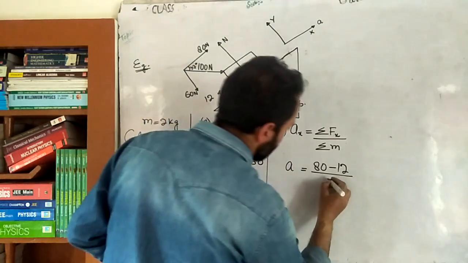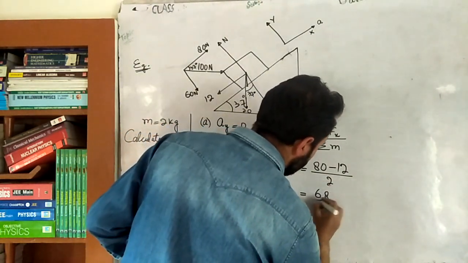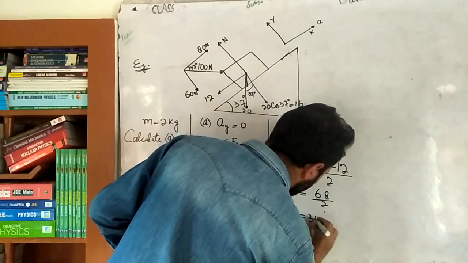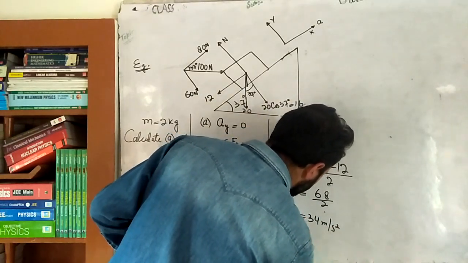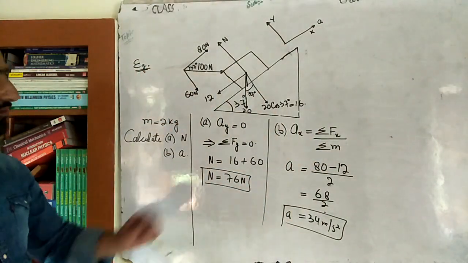There's only one mass, that's 2 kg. 80 minus 12 is how much? That's equal to 68, divided by 2, so that is 34 meter per second square. So here is the answer. So this is the acceleration of the block, it's up the inclined plane, and this is the normal reaction.